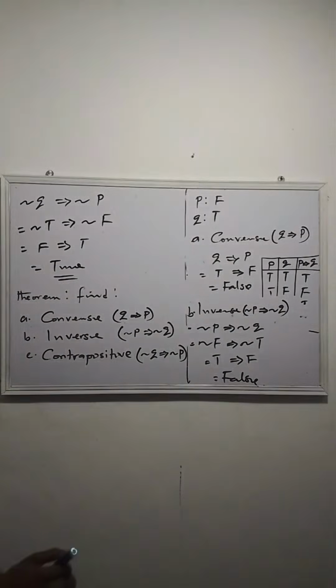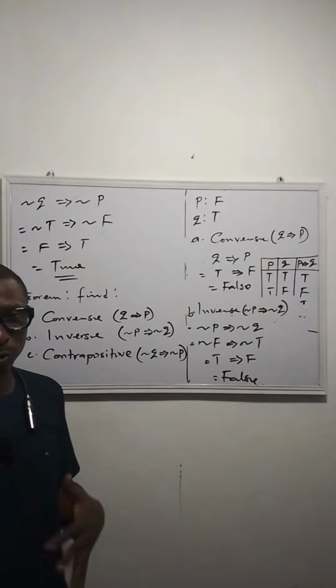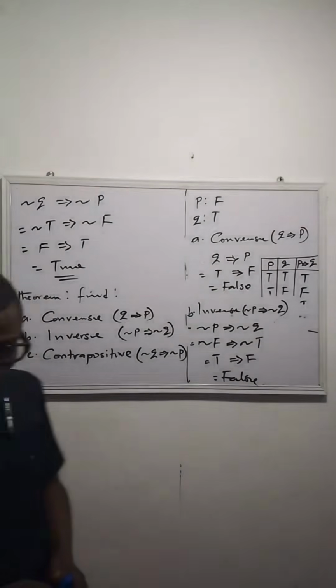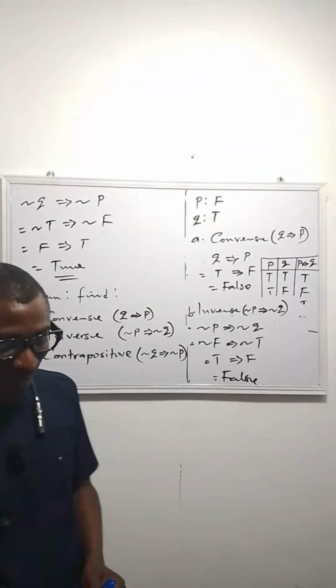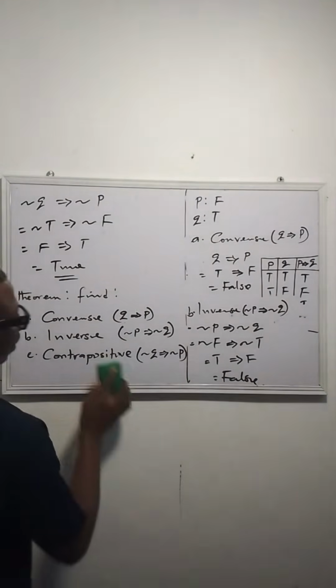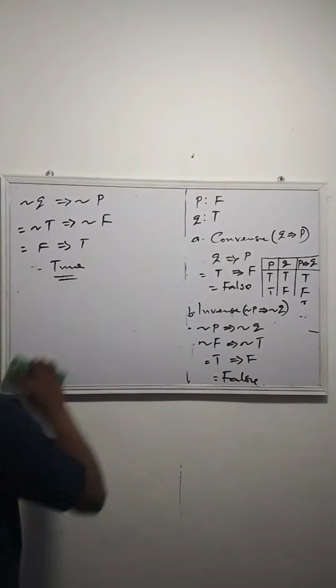You only have false when you have true implies false. Others are going to give you true. So that's all about that. So that is the solution to the problem. I want to believe you all get that. So let me give you one more question on logical reasoning, and let's look at another problem on logical reasoning.